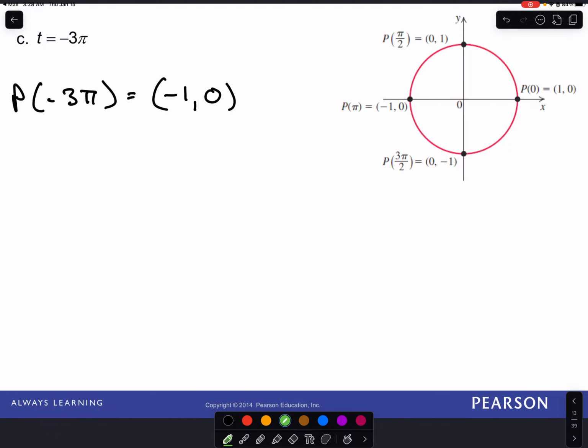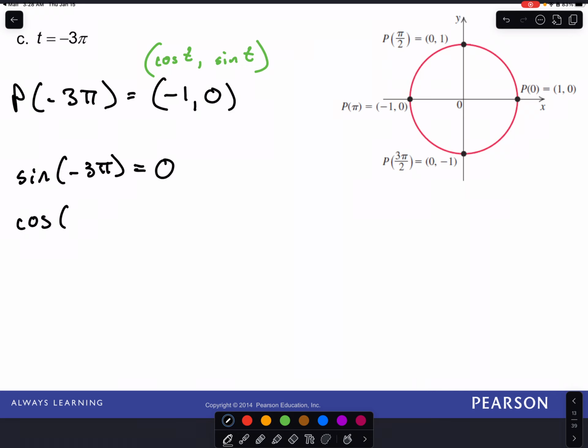Again, this is our cosine of t, this is our sine of t, and then we can use that to move forward, right? So then the sine of a negative 3 pi should be 0. The cosine of negative 3 pi is going to be negative 1. So that means tan of negative 3 pi is sine over cosine. So 0 over negative 1 is going to be 0.